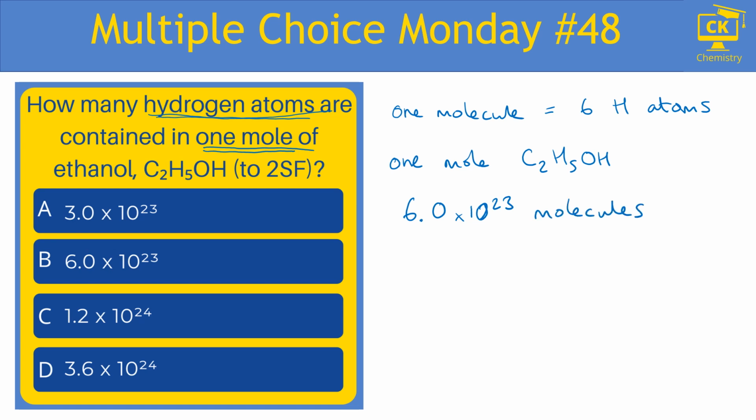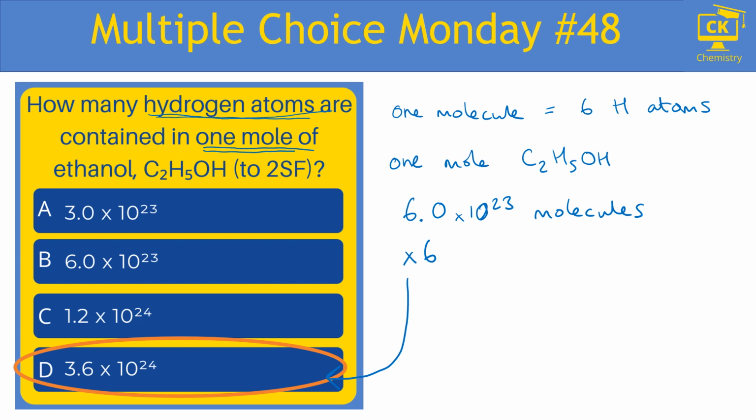So Avogadro's number tells me how many molecules there are per mole, or it could be how many ions per mole. It depends what it is we're counting. In this case, ethanol is molecular, so we're counting molecules. So that's how many molecules there are, and then we just times it by 6, which gets us our answer of D, 3.6 times 10 to the 24 as our number of individual hydrogen atoms.